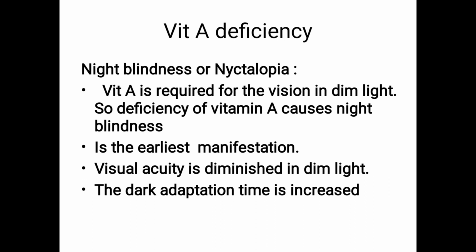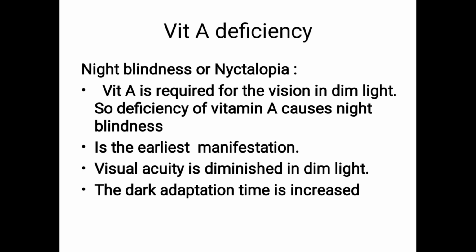Nyctalopia or night blindness is due to deficiency of vitamin A. Vitamin A is required for vision in dim light, that is the rods. So deficiency of vitamin A causes night blindness. It is the earliest manifestation. So visual acuity is diminished in dim light. Acuity means sharpness, clarity or sharpness.